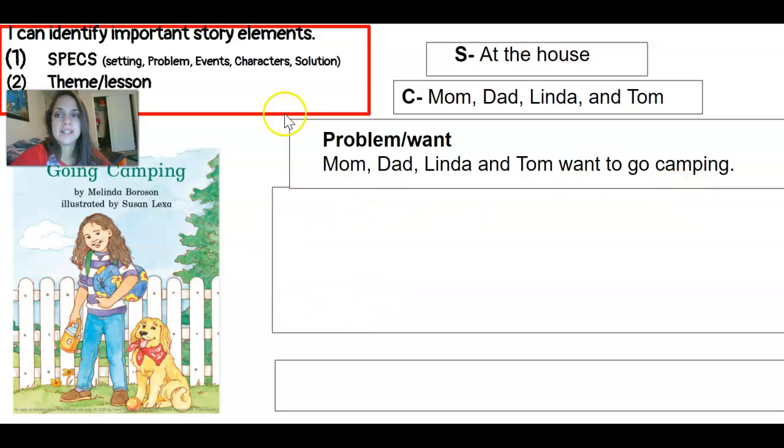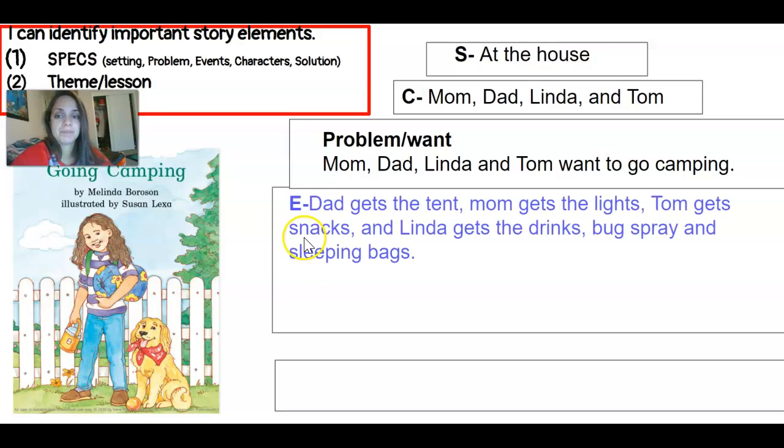Now these events, see how our story element events, will show how the characters get what they want. So how did the characters get what they want? Let's check your thinking. All the characters gathered something different to bring on their camping trip. Dad gets the tent, Mom gets the lights, Tom gets snacks, and Linda gets the drinks, bug spray, and sleeping bags.